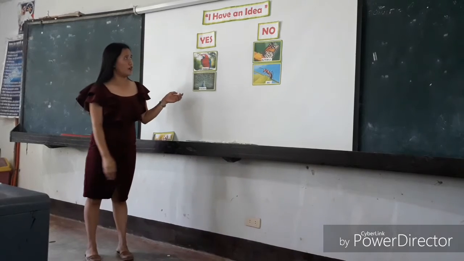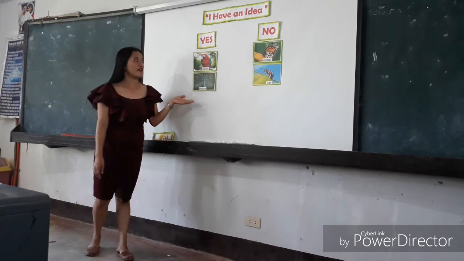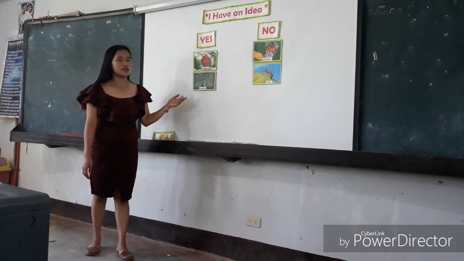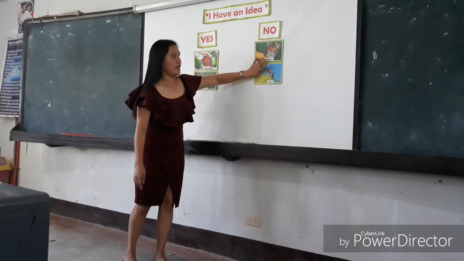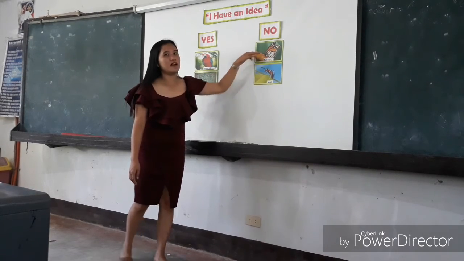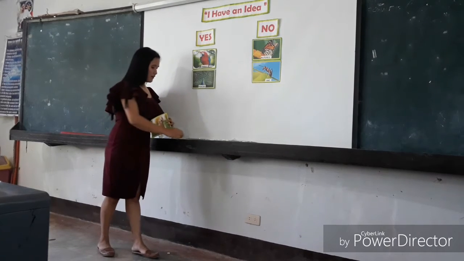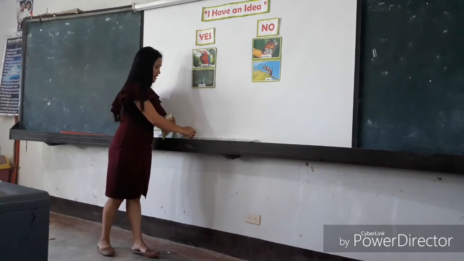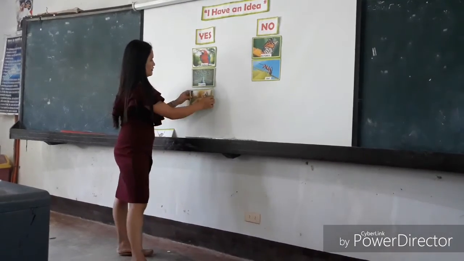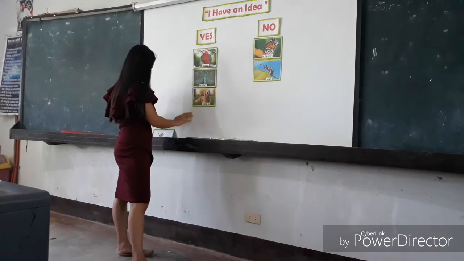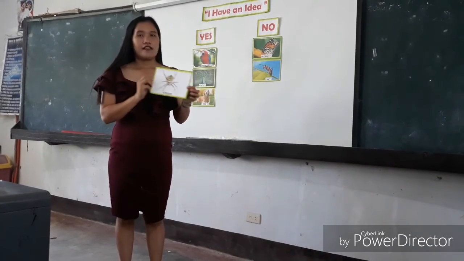Okay class, what do you observe about the yes idea? Very good, the yes idea is all about birds. How about the no idea? The no idea is smaller animals than the yes idea. And here is the last example of a yes idea. For me, this belongs to the yes idea. And the last one, for me, this organism belongs to the no idea.